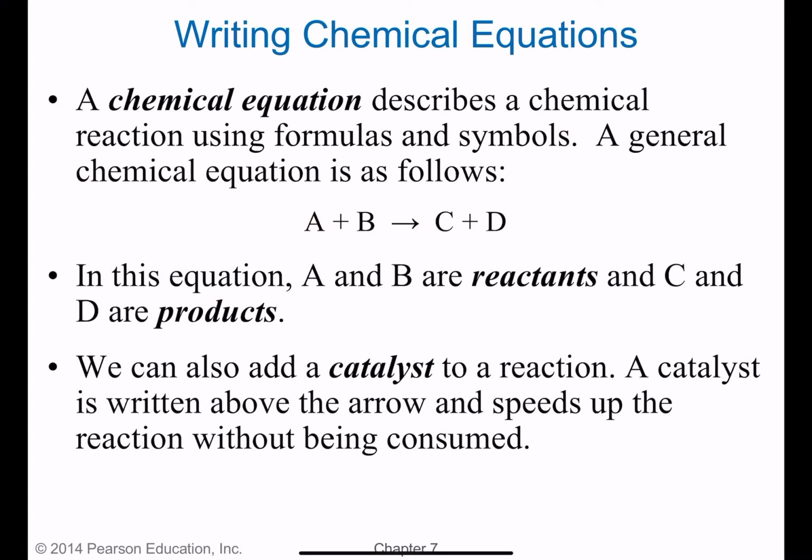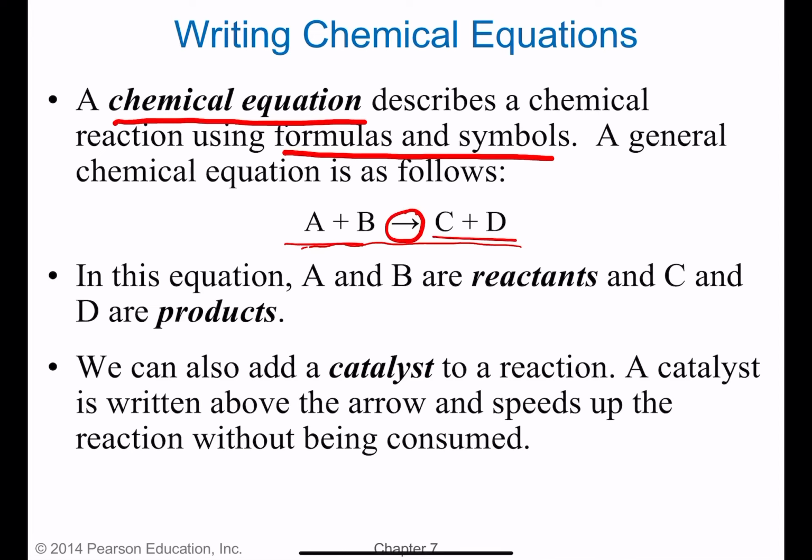So when we have chemical reactions, we express what happens using a chemical equation. A chemical equation describes a chemical reaction using formulas and symbols. This is just a general form of a chemical reaction. We say A plus B yields C plus D. The arrow means yields, and we're showing the before and the after with these chemical equations.